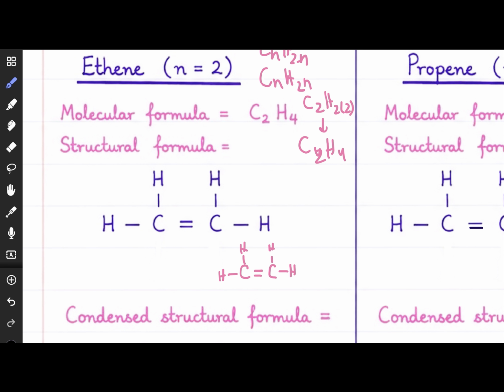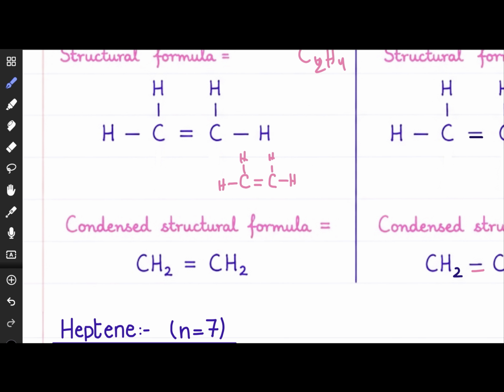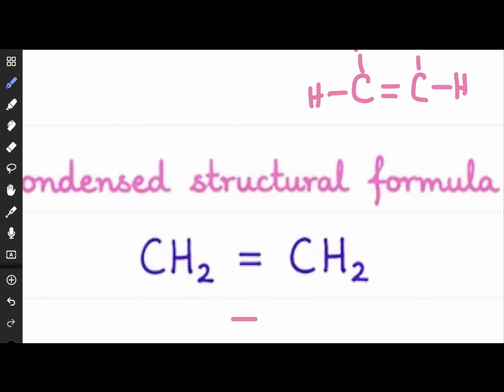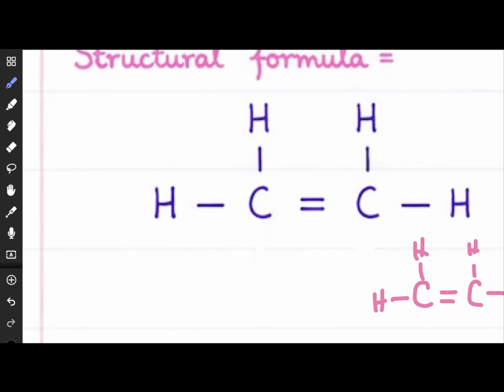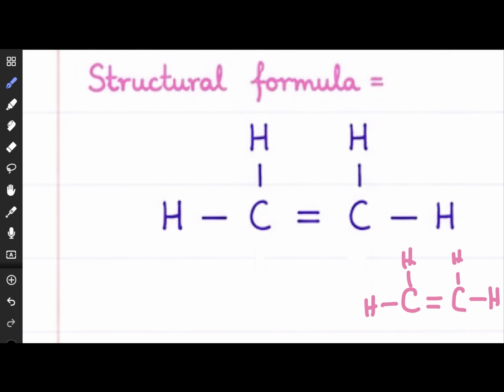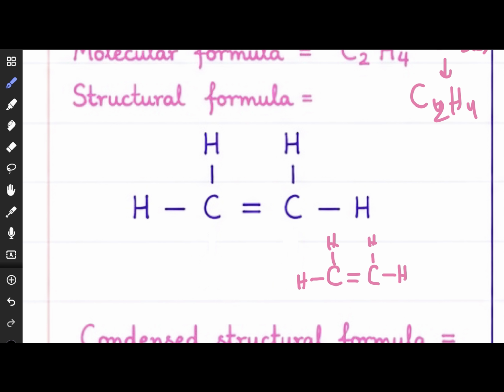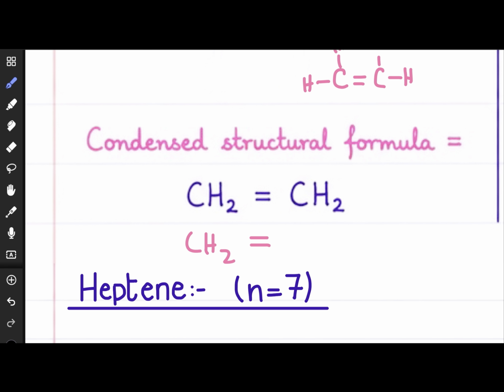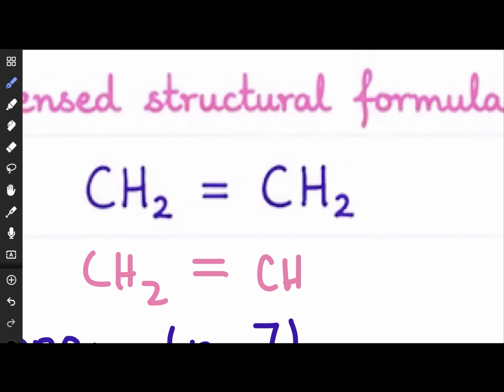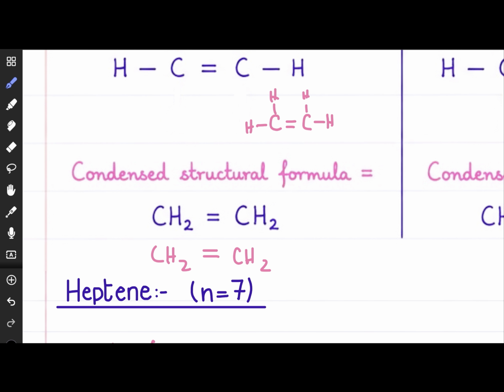Now let's focus upon how to write the condensed structural formula. Firstly, you have to make the double bond. That is the most important thing. Now we're going to see what is beside it. We have CH2 on the left side of it. We're going to write CH2 here. Now on the right side, it's also CH2. We're going to write CH2 again. And this is how we have written down the condensed structural formula of ethene.